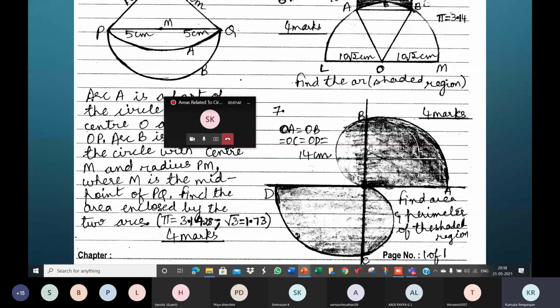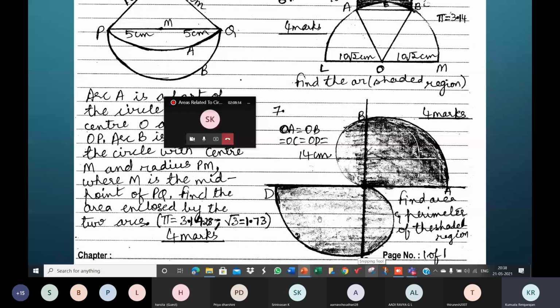14, ma'am. For the quadrant here, because this is O, OB and OA are the radii of the quadrant. For the semicircle, they are diameters. For the semicircle, OB is the diameter. For this semicircle, OC is the diameter. So half of it is the radius. But for the quadrant, OB, OA are radii. For this quadrant also, OC, OD are radii. So you just have to be careful there.